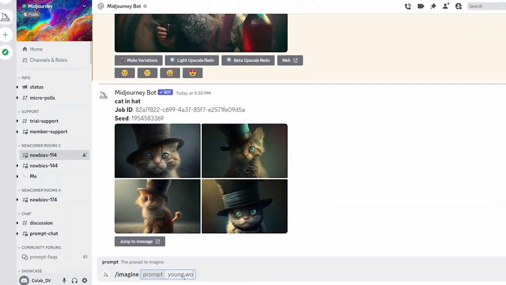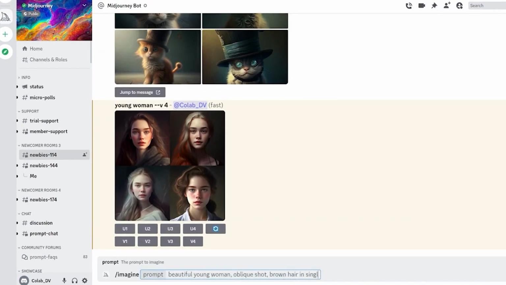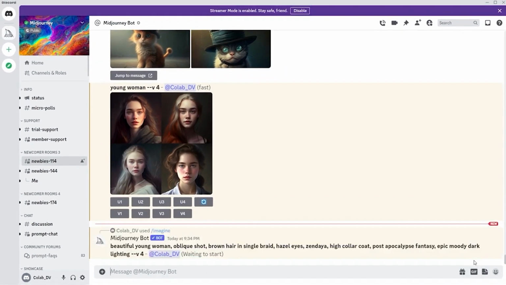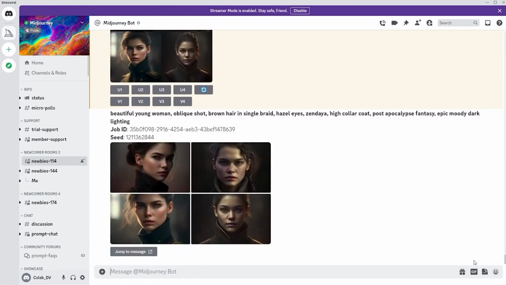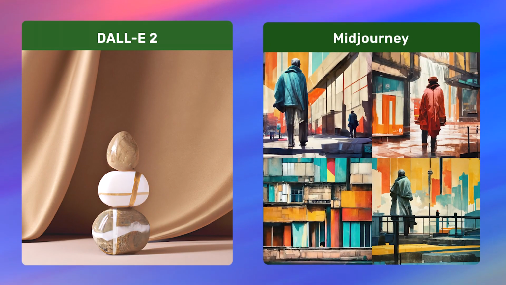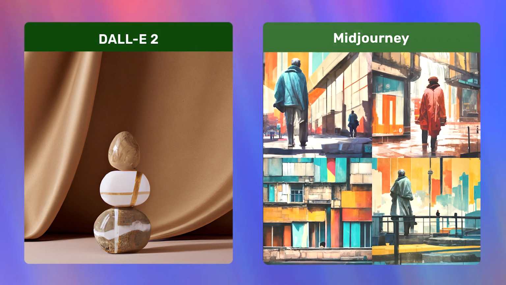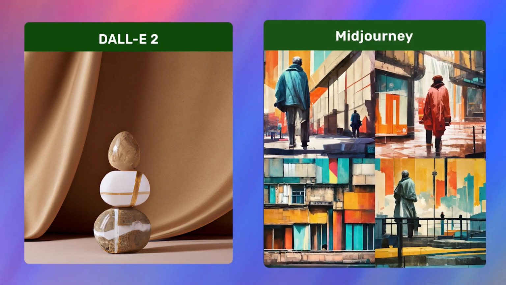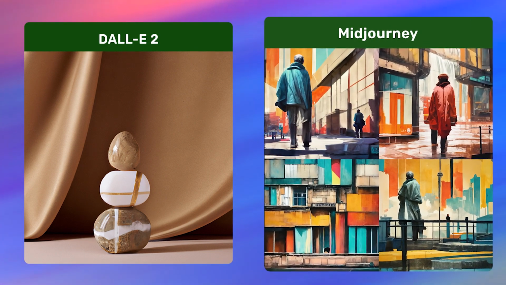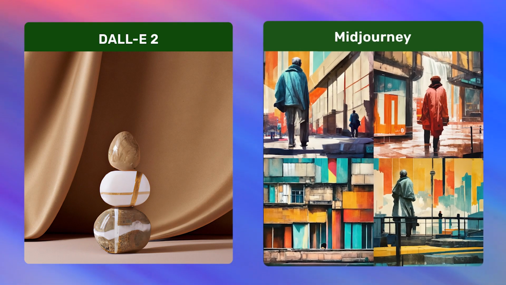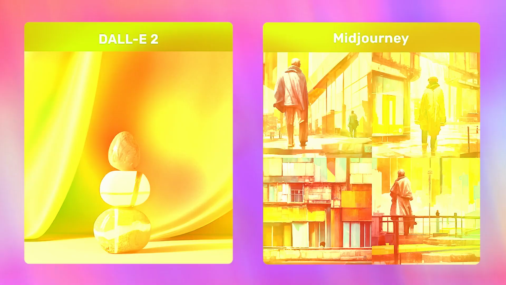MidJourney is another diffusion model that is created by an organization with the same name. It does not have a UI like DALLE2. Instead, it cleverly uses Discord to take requests and generate images. Also, unlike DALLE2, which generates realistic-looking images, MidJourney specializes in generating artistic and moody images. MidJourney also works on a subscription-based model.